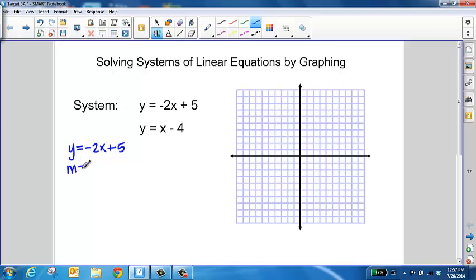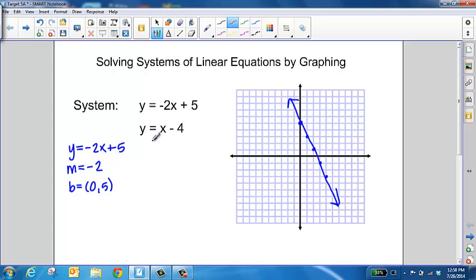To graph this, you want to identify the slope, which is negative 2, and you want to identify the y-intercept, which is at (0, 5). So we're going to start by plotting (0, 5) on our graph. And then since our slope is negative 2, we're going to go down 2 and to the right 1, down 2 to the right 1, and so on. And then you're just going to connect those points to form your first line.